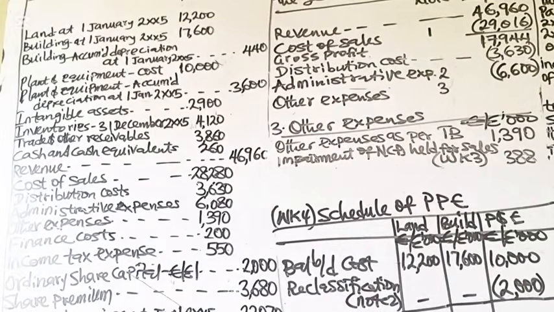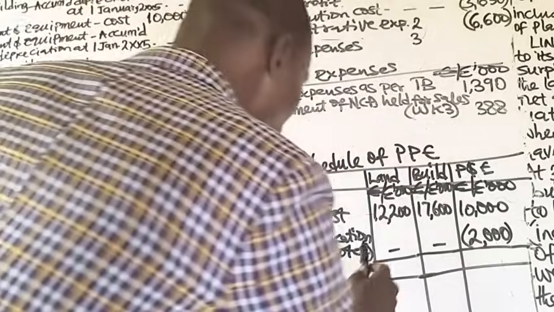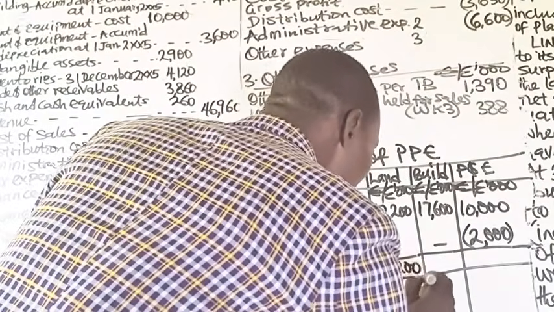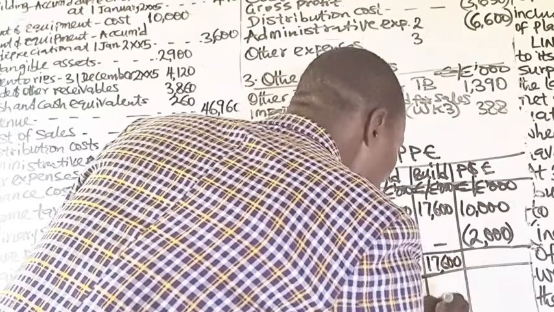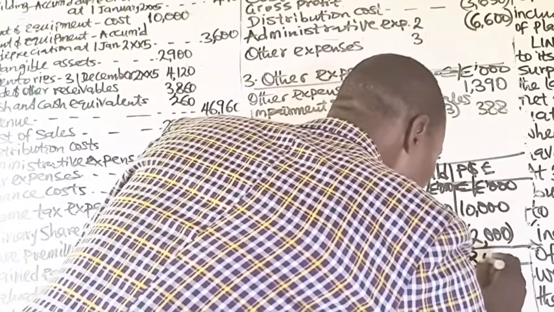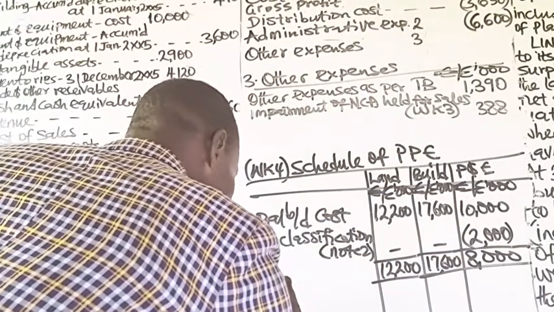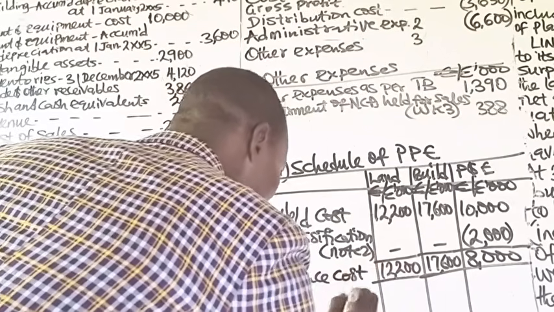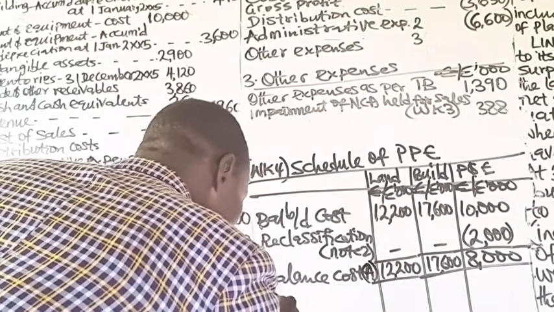So, what will be the balance now? So, you have 12,200, 17,600, and 8,000. So, that is the balance. This balance is at cost. After the balance, let's have this as A. Then we have depreciation.